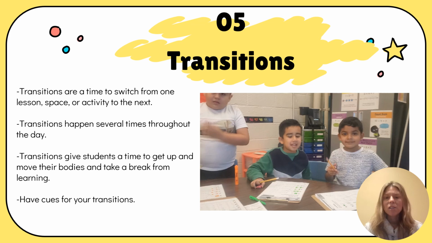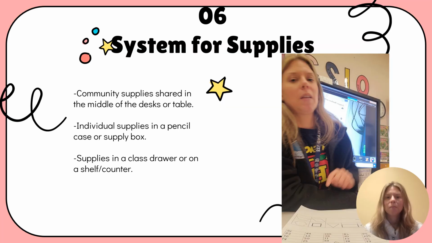So that is how my students leave. We have a purple line that they know to land on, or to line up on. After cleaning up their supplies, they know to put their supplies in their pencil case and back on their chair. You should have a system for supplies. Community supplies can be shared in the middle of the desks or tables. A lot of primary classrooms, early childhood classrooms do that. Individual supplies can be in a pencil case or a supply box. Supplies can be in a class drawer or on a shelf or a counter.